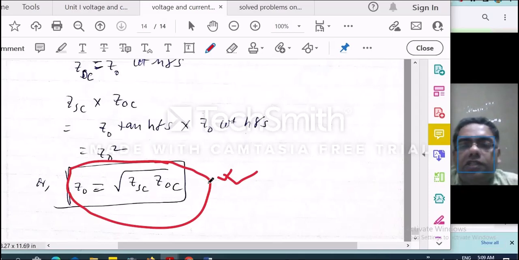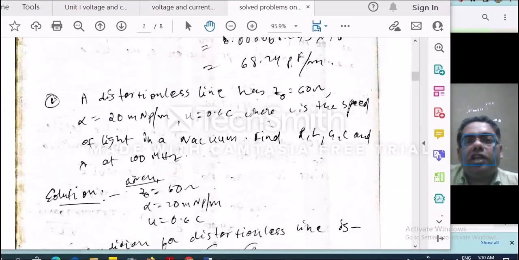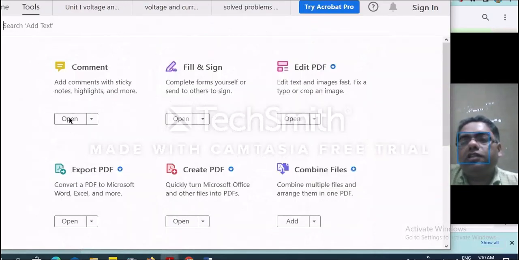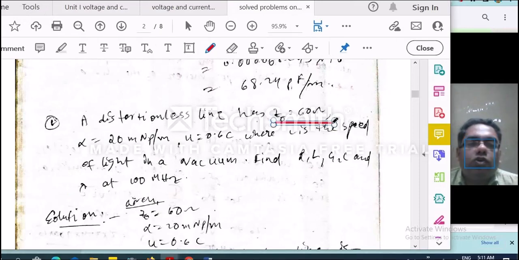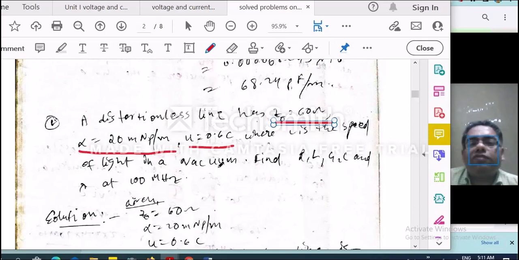Now let us see how we will work out a problem. Suppose we are given a distortionless line. It is given that Z0 is 60 ohm, the characteristic impedance of the line. Alpha is given as 20 millinepers per meter. The velocity in the transmission line is 0.6 c, where c is the speed of light in vacuum. You have to find the parameters R, L, G, C and lambda at 100 megahertz.